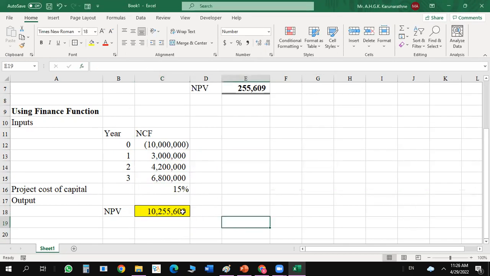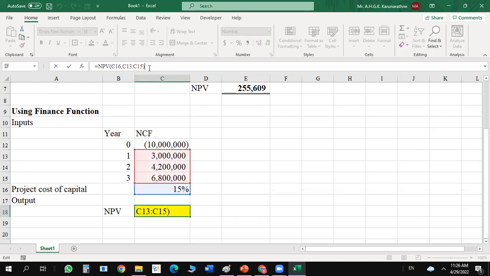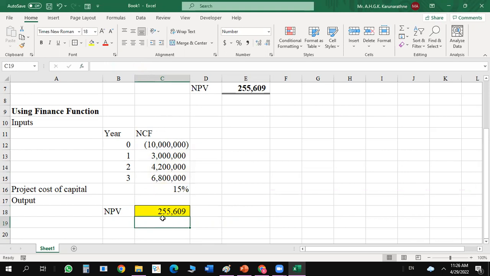Now you have not yet considered this. That's an answer, but this is not correct. Why? You have ignored the initial outflow. Now incorporate the initial outflow. Since it is a minus figure, you can add the initial outflow. That means you are really deducting the initial investment like this, and say enter. You can see you get the correct answer. So this is the way of computing NPV using the inbuilt formula.